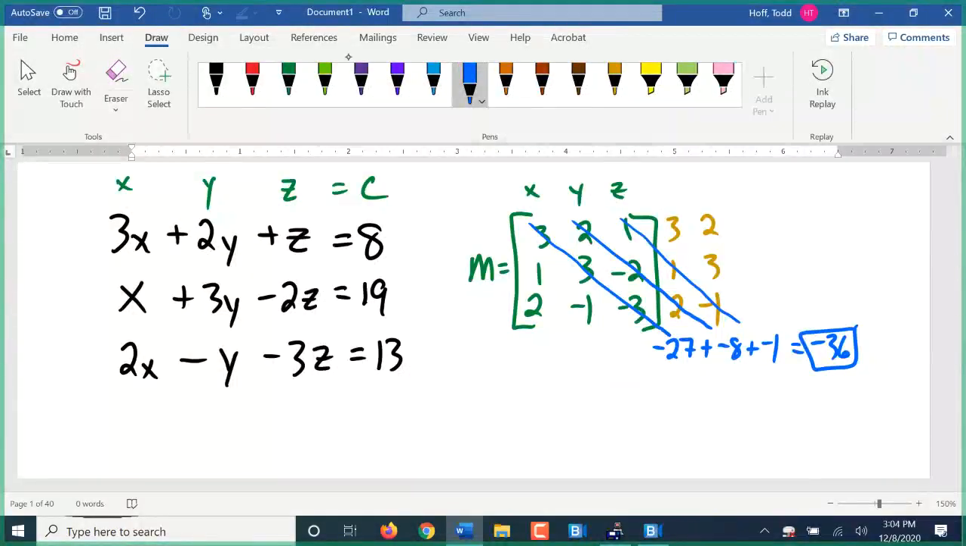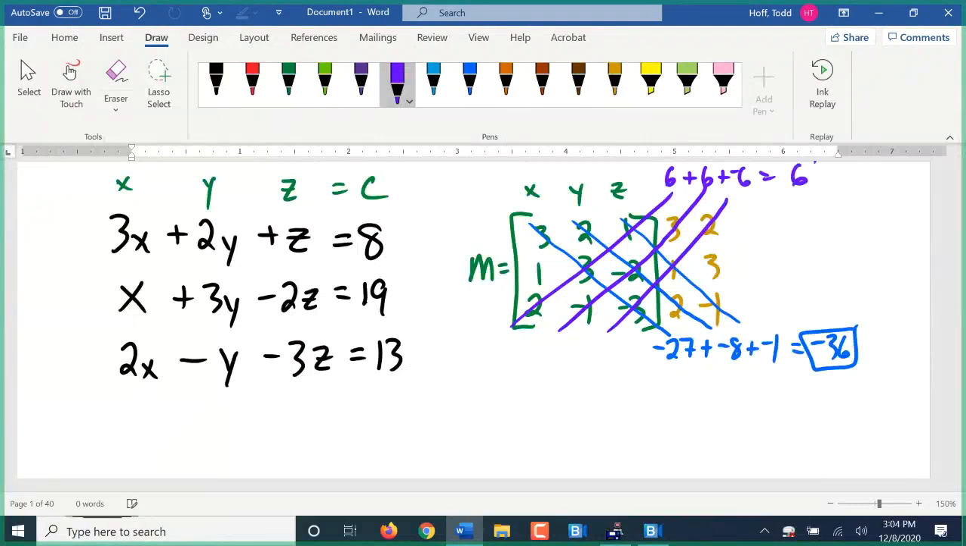Going up, 2 times 3 times 1 is 6, plus -1 times -2 times 3 is 6, plus -3 times 1 times 2 is -6. I get 6 as my up diagonal product, giving me -36 minus 6 is -42, which is the determinant of my base matrix.